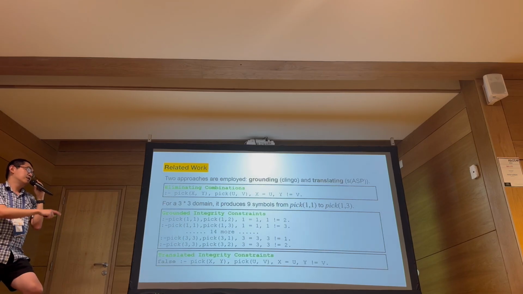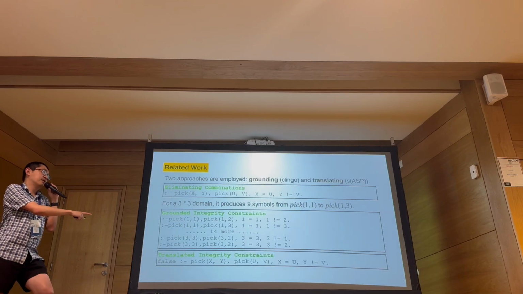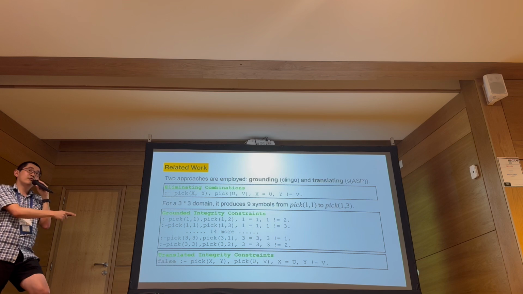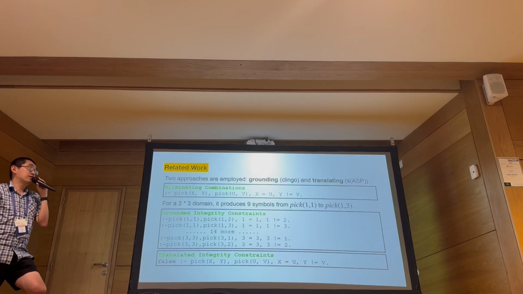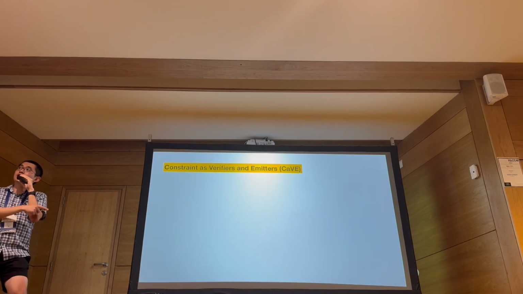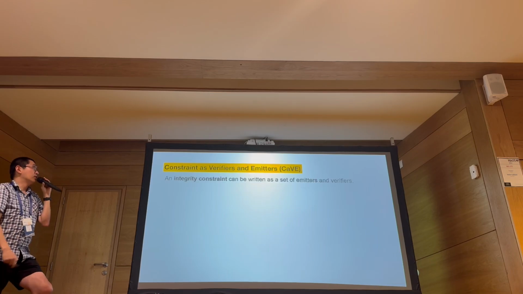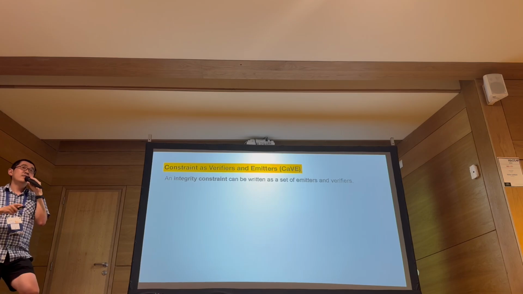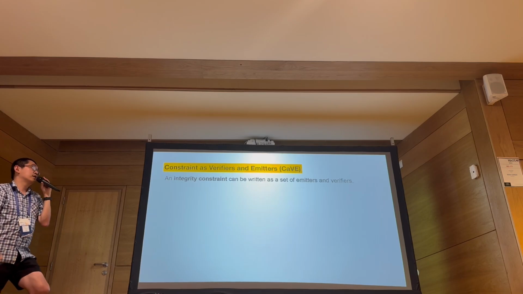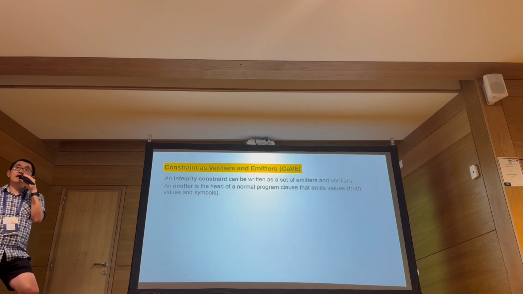And for the SAS, we translate the integrity constraint by using false, just creating a dummy head, and still try to use the resolution to solve it. As we mentioned before, resolution cannot handle these cases. That's why here you need to introduce the CaVE. The CaVE basically rewrites the integrity constraint into two parts. One part is the emitters, and the other part is the verifiers.